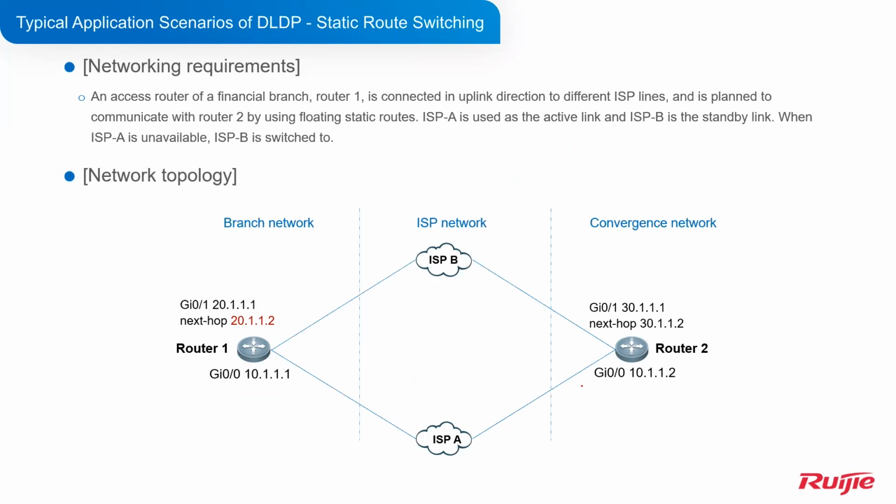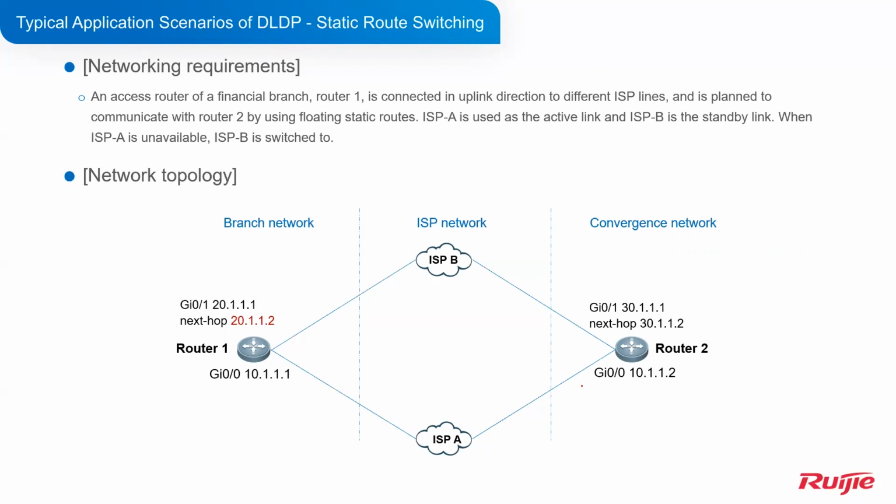You can see here, the access router of a financial branch, router 1, is connected in the uplink direction to different ISPs and is planned to communicate with router 2 by using floating static routes. ISP A is used as the active link. ISP B is a standby link. When ISP A is unreachable, ISP B is switched to.